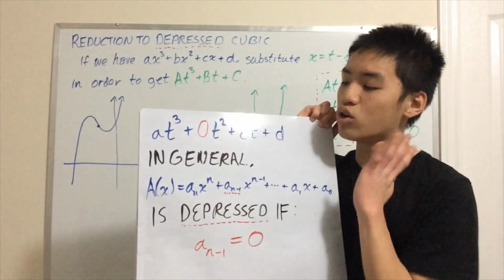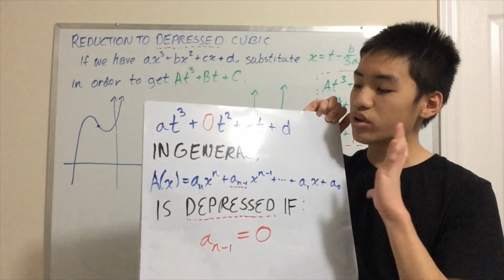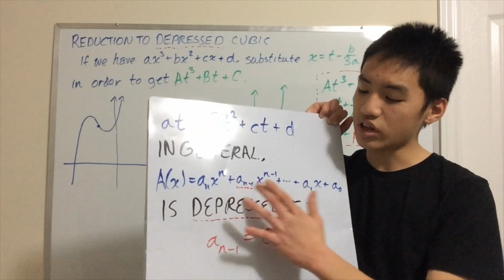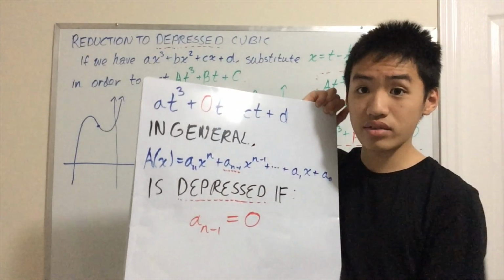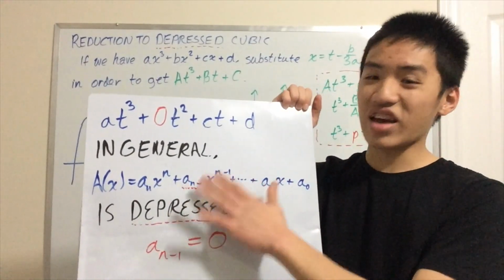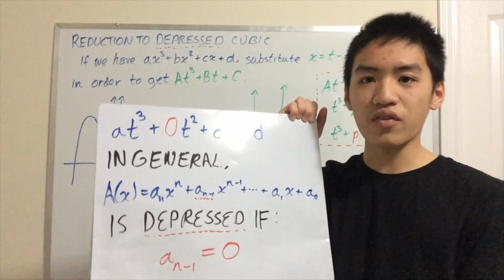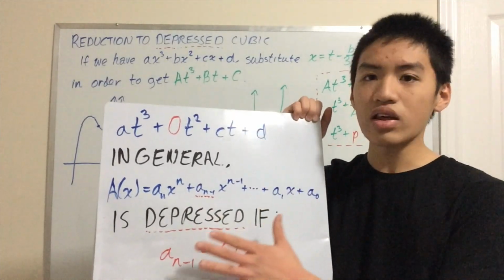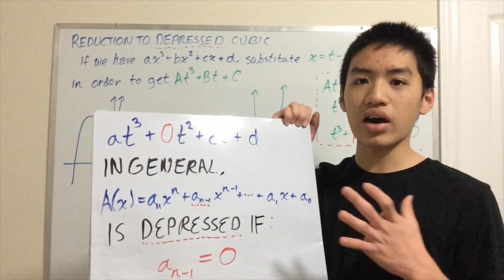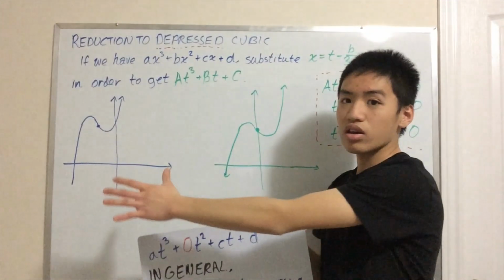And generally for polynomials, if we have a polynomial a of x, that's the general form of a polynomial. If a of x has a n minus 1, this coefficient here, equal to 0, we'll call it depressed. So what that's basically saying is that we don't have an x to the n minus 1 term at all. And the great thing about depressed functions, why we care about them at all, is because by making a linear substitution, more specifically by graphically translating it horizontally to the left and to the right, we can make it depressed.